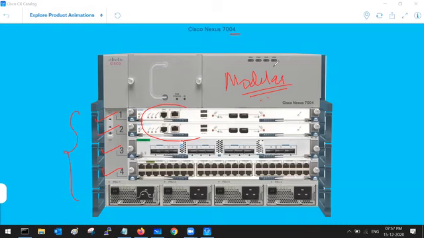Did you get an opportunity to work on CAT 65? What are the different kinds of modules we have on CAT 65? Anyone? Supervisor, line card. All right, I can see. Fabric module.